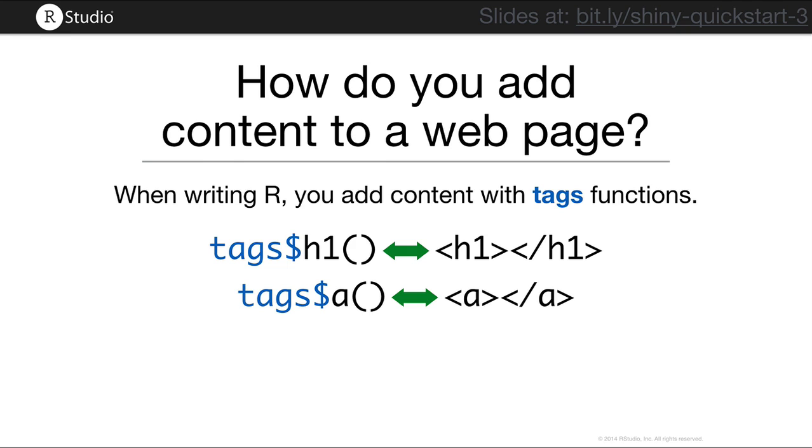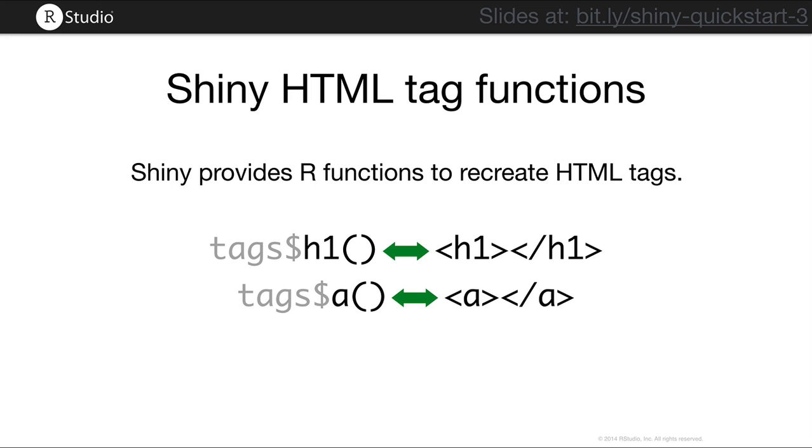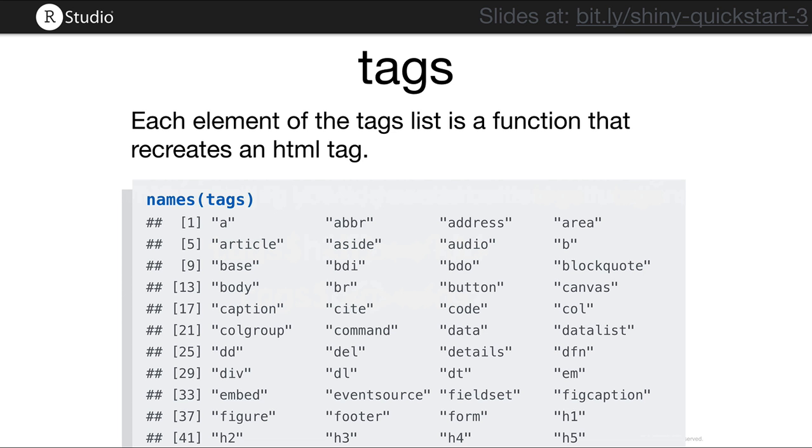So if you know HTML, you can just map onto your knowledge that you already have. And if you don't know HTML, you could just learn with me right now the most common tag functions that you're likely to use. And then if you ever want further guidance about what to do, you could Google HTML tags to see what's out there. Or go to the Shiny Dev Center where I've written an article about all of this.